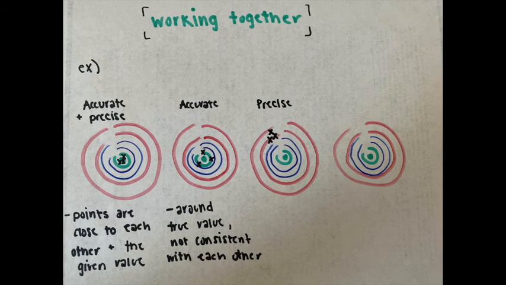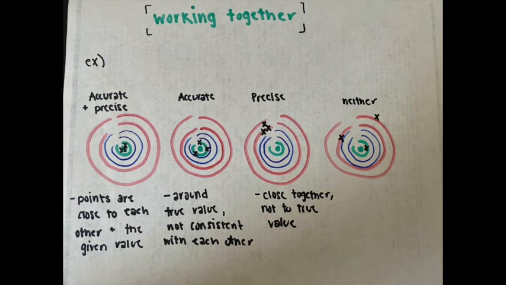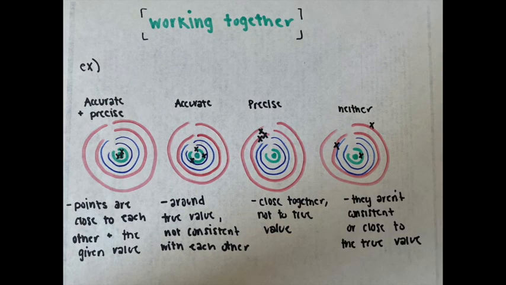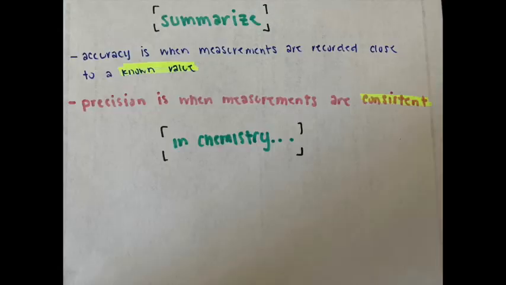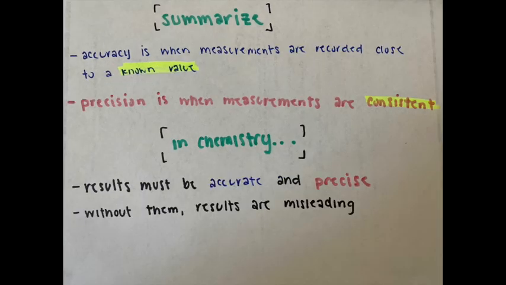Now let's look at our next target. There are 3 points that are very close to each other, but they are not close to a given value. This is why they are precise and not accurate. They are close together, but not close to the true value at the center of the target. Now let's look at our last target. All 3 points are not close to each other, and they are not close to the center either. This means that the results are neither accurate nor precise. In chemistry, when we are recording measurements, it is important that our data is both accurate and precise. Lack of accuracy and precision can lead to misleading results.